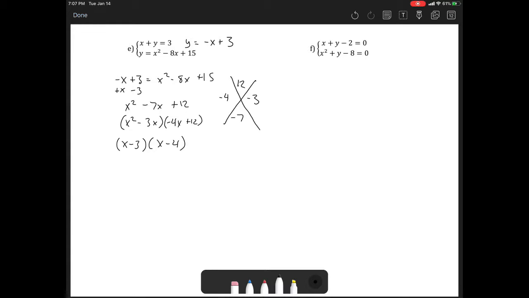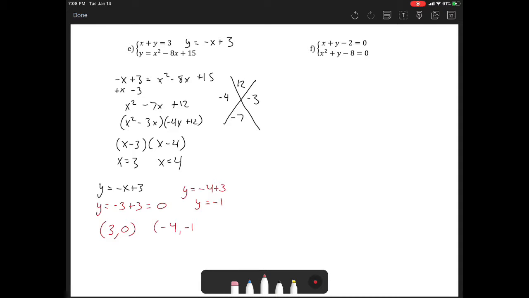From here, I'll plug back into my original equation of y. So I've got y equals negative x plus 3, and I'll plug in. So then I'll have y equals negative 3 plus 3, which means I'll have 0. So 3, 0. And then I'll have y equals negative 4 plus 3, which means y equals negative 1. So I'll end up being negative 4, negative 1. Sorry, 4, negative 1.